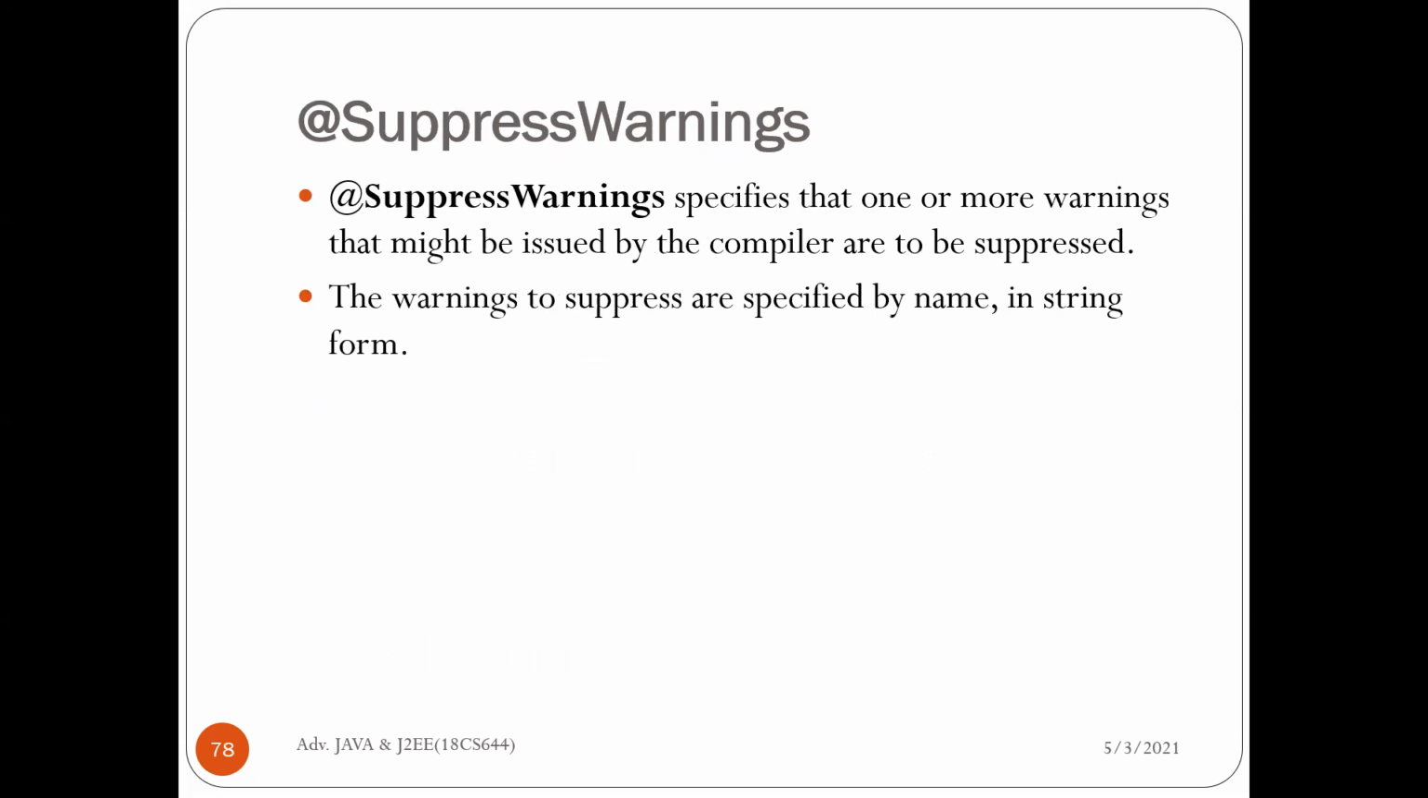So the last one in this particular language package is SuppressWarnings. SuppressWarnings is an annotation that indicates that the warnings raised by the compiler are to be suppressed. The warnings that we want to suppress have to be indicated in a string format, which means it takes a member. So if we want the warnings to be suppressed, then we have to use @SuppressWarnings.